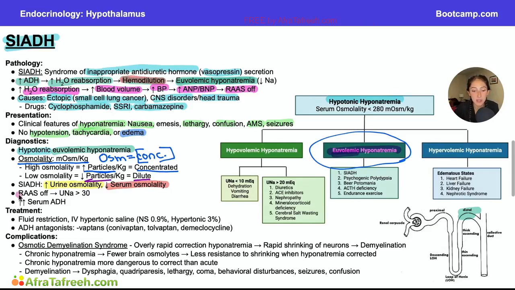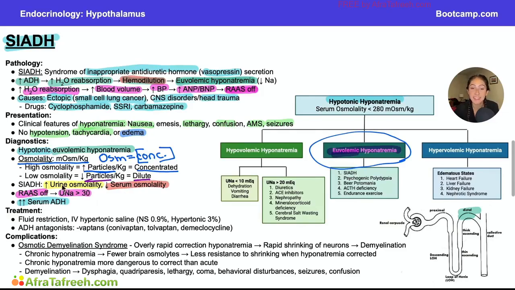Another important one is that because we discussed our RAS system being off, remember our RAS system is off because we have that increased volume stimulating ANP and BNP release, the RAS system being off means that we're going to have a urine sodium that is greater than 30. Urine sodium greater than 30 is a great proxy for the RAS system being off when things are working physiologically normal. Finally, this might be an obvious one, but we are going to have increased serum ADH. It is the syndrome of inappropriate ADH secretion, so we are going to have an inappropriately high level of ADH in our serum.